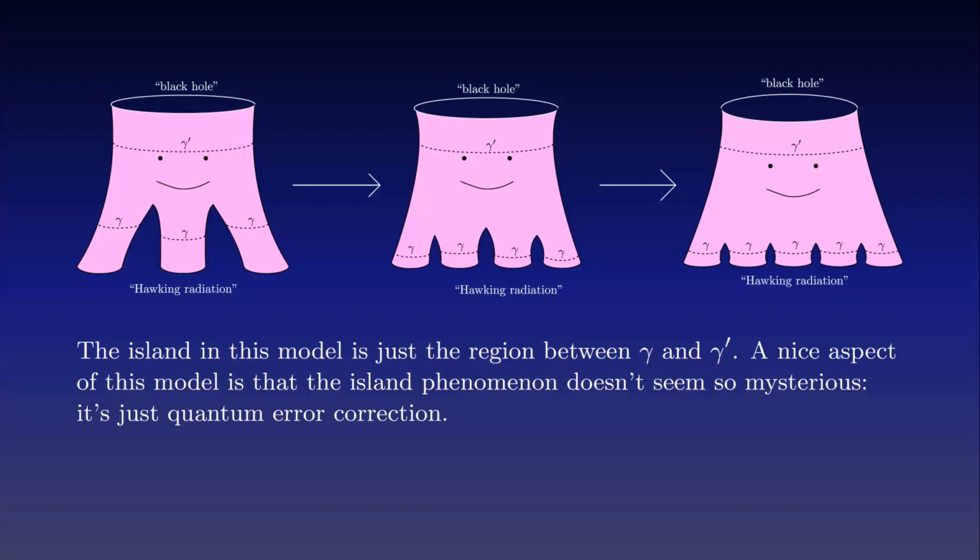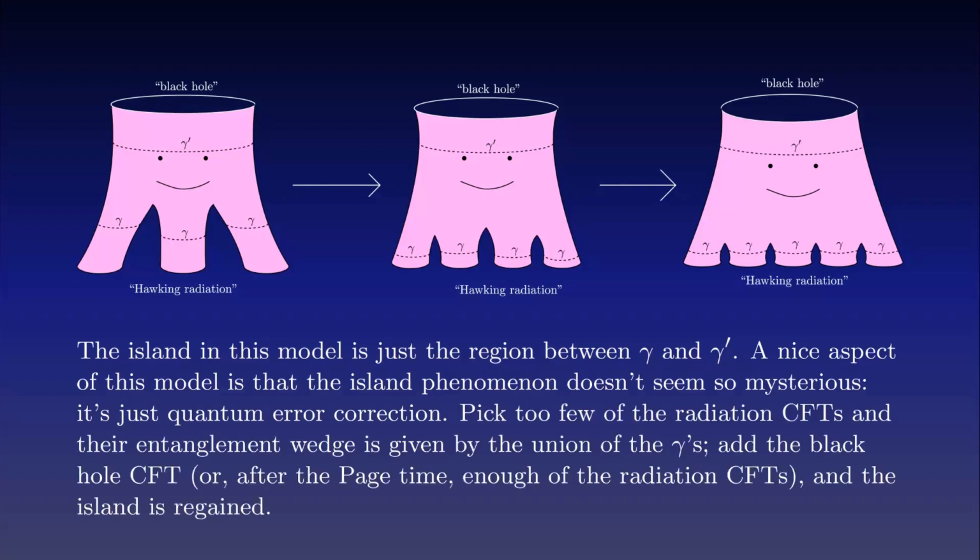Very qualitatively, let's imagine that we are maybe in this late time stage over here, and we want to recover something inside the island between gamma and gamma prime. If we pick too few of the radiation CFTs, say maybe only 2 of them, then the entanglement wedge is quite small and does not contain the island. If we include a critical number of the radiation CFTs, or say maybe we include the black hole CFT, then we can recover. We can reconstruct what we wanted to. So the island is regained.